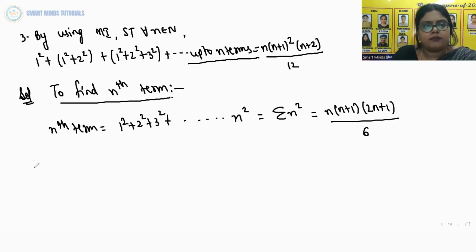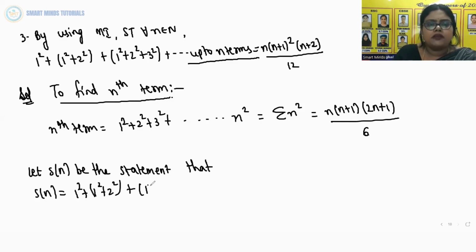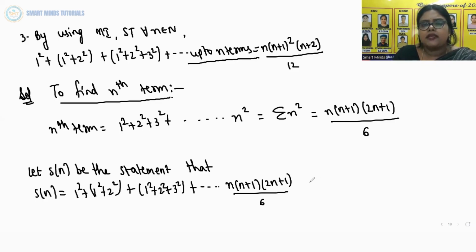Now we will write the statement. So let S(n) be the statement that S(n) is equal to 1² + (1² + 2²) + (1² + 2² + 3²) + so on up to, in the place of up to n terms, I will write the nth term, n(n+1)(2n+1) by 6, is equal to n(n+1)² (n+2) by 12.